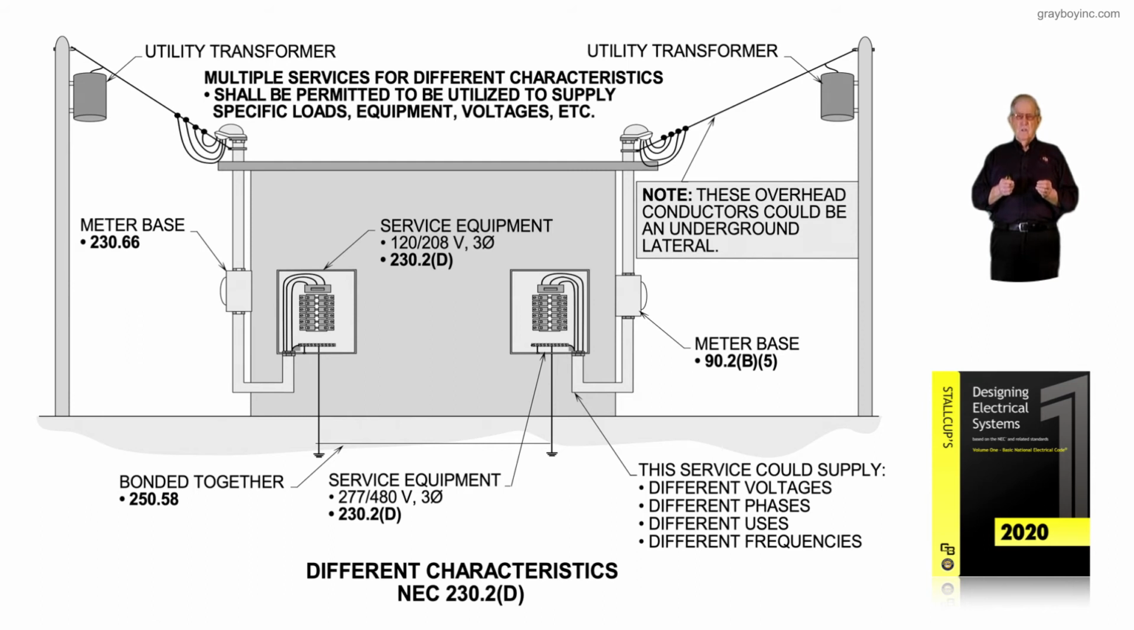Now notice at the very top of the figure we have, in the bold-faced information, that multiple services for different characteristics shall be permitted to be utilized to supply specific loads, equipment, voltages, and so forth, as long as we get these additional services, one or two, whatever it may be, approved by the authority having jurisdiction with the state, county, city, where we want to perform this type of installation, and then get with the utility.